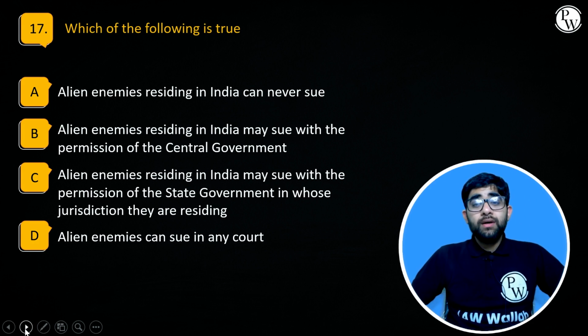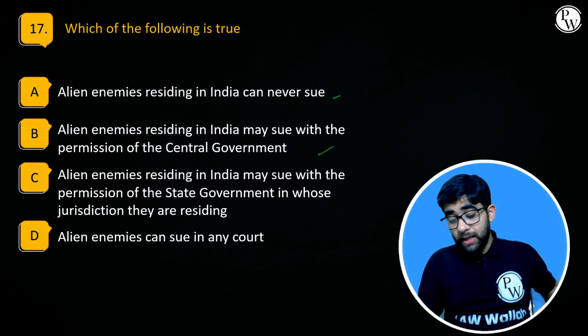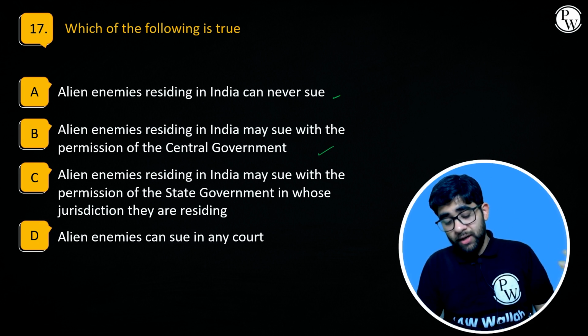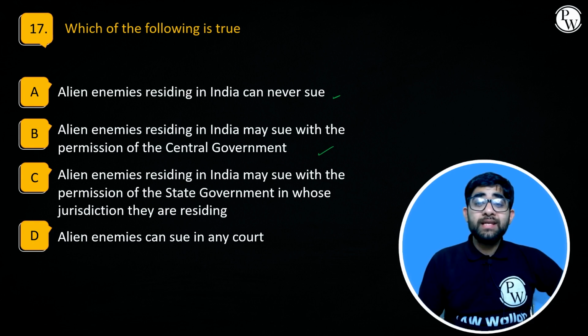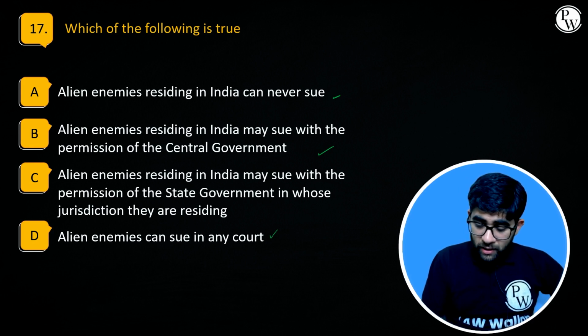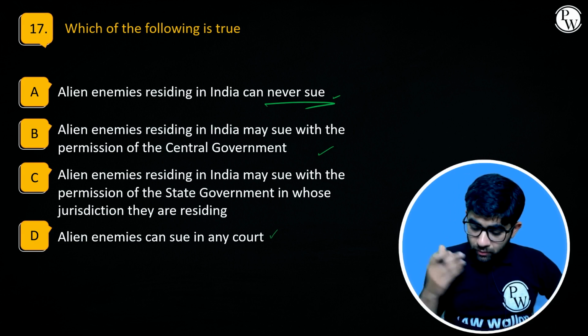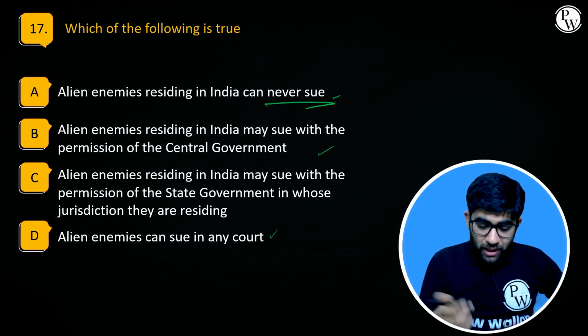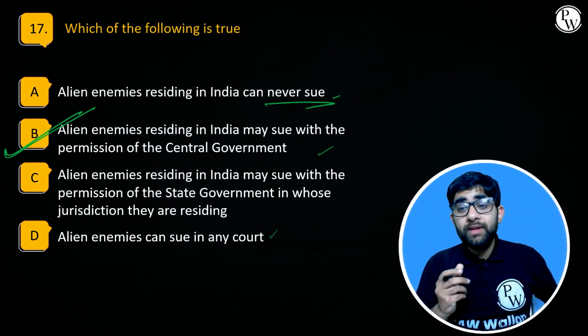Which of the following is true? Alien enemies residing in India can never sue. Alien enemies residing in India may sue with the permission of the central government. Alien enemies residing in India may sue with the permission of the state government in whose jurisdiction they are residing. Or alien enemies can sue in any court. See, can never sue cannot be, because India is based on rights, so the answer to this is B, because they can sue with the permission of the central government.